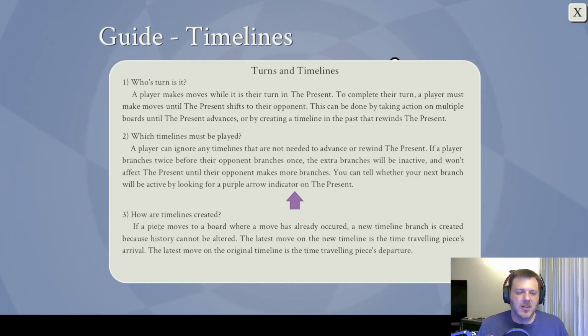How are timelines created? If a piece moves to a board where a move has already occurred, a new timeline branch is created because history cannot be altered. The latest move on the new timeline is the time-traveling piece's arrival. The latest move on the original timeline is the time-traveling piece's departure.